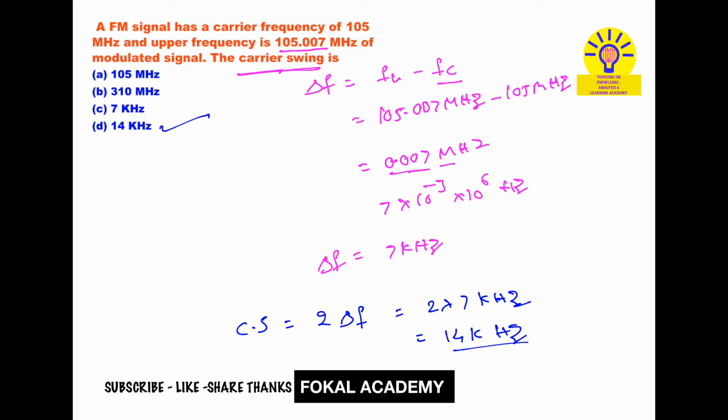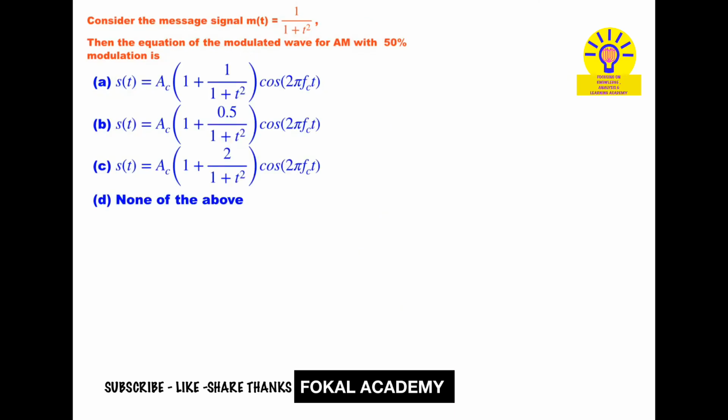Come to the next problem. In this problem, a message signal is given, that is m of t equal to 1 by 1 plus t square. What is the equation of the AM signal with modulation index 50%? We know the general standard form for the AM signal: S of t is equal to Ac, the carrier amplitude, into 1 plus mu into m of t, into cos of 2 pi fct. This is the standard form of the AM signal after modulation of carrier and message, the resultant AM signal.